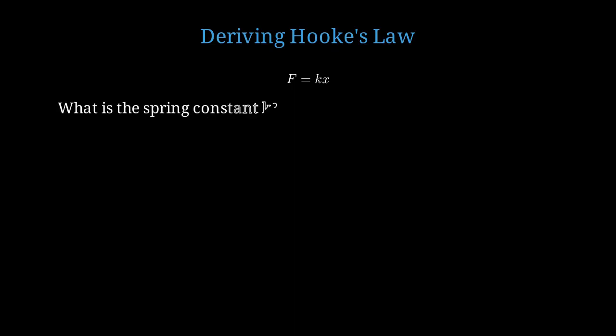What exactly is this spring constant? It's a measure of how stiff the spring is. A large k means a stiff spring that resists deformation strongly. A small k means a soft, easily stretched spring. The units of k are newtons per meter. If k equals 100 newtons per meter, it means you need 100 newtons of force to stretch the spring by 1 meter, or 1 newton to stretch it by 1 centimeter.